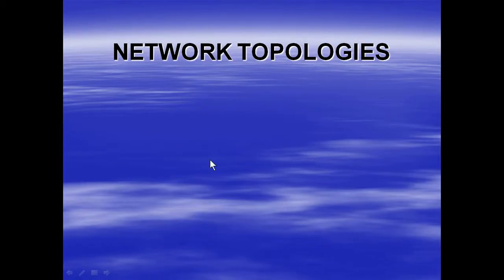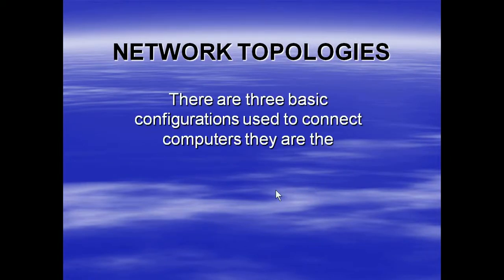Network topologies. There are three basic configurations used to connect computers: bus, ring and star. What we are going to talk about is the network topologies and the devices which are used in these networks. Why bus, ring and star? Because the network actually resembles these three.